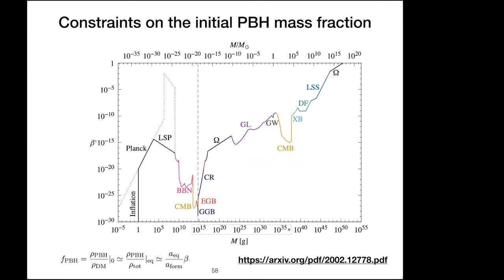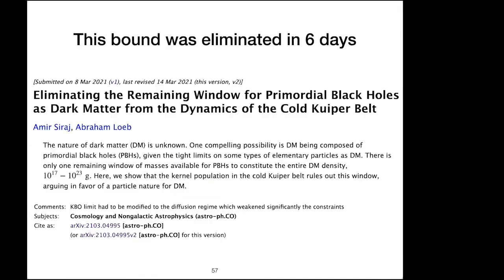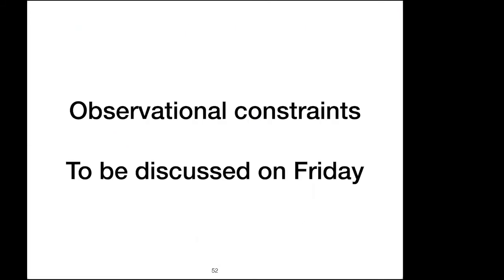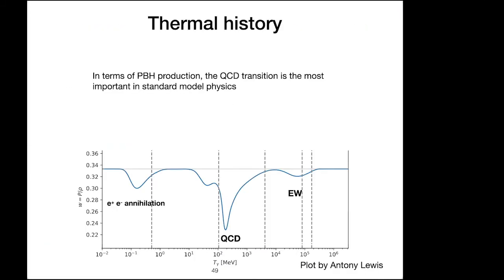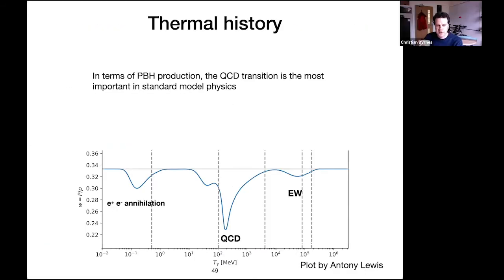Sorry? Mm-hmm. So you said that even if the equation of state decreases during the QCD phase transition, we still need some non-standard, slow roll inflation scenario to produce PBH. Is that correct? Absolutely, yes. The equation of state doesn't drop to 0. It doesn't drop so dramatically. So you still need a large enhancement of the power spectrum, yes.